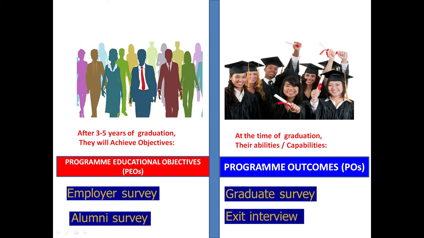And POs are the abilities and capabilities of graduates at the time of graduation. Then how do you assess? Through course outcomes, that's one of the parameters, and also by conducting exit interviews and exit survey, or we can also call it a graduate survey. So these are the POs.